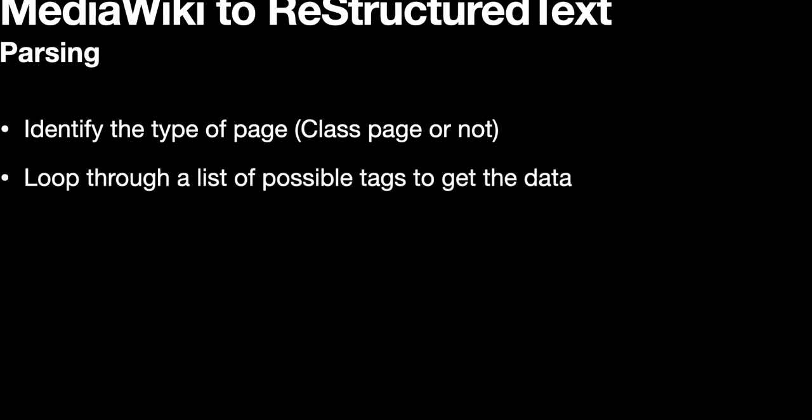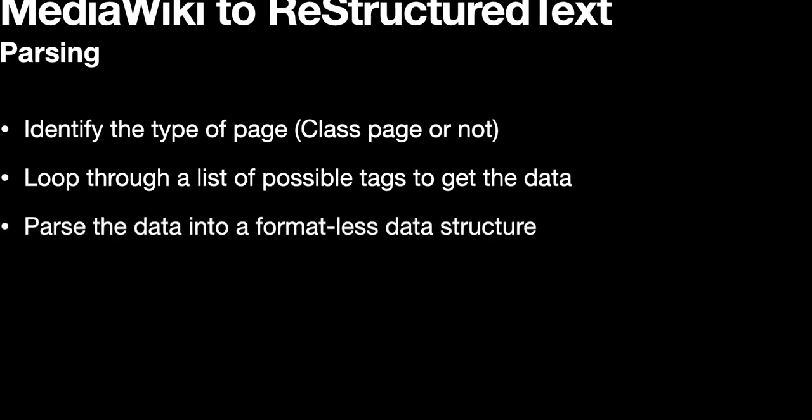So basically, a loop, and I'll show you some code in a minute. If it's a class page, class pages have tags. Everything on the page is tagged. Here's the description, here's an events table, properties table, here's the see also section, etc. There's all these tags. So I would loop through the list of all the possible tags to get the data, and then parse the data into a formatless data structure. So the idea is that I was basically taking a page, parsing it, sticking it into a data structure, a class that represented a page, right?